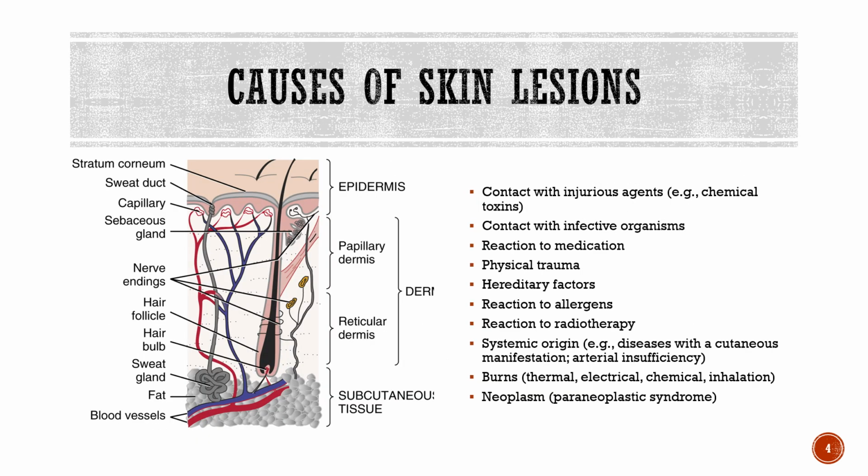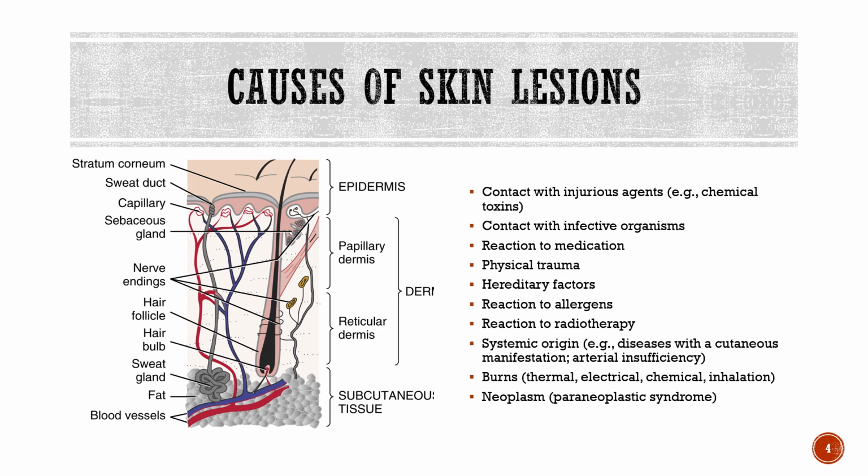The skin is the largest organ in the body and makes up 15 to 20% of body weight. 1 in 4 people who consult a physician have a skin disorder. Skin lesions can be caused by various factors. Skin lesions can be classified as primary lesions, which is the first lesion to appear with a recognizable structure.